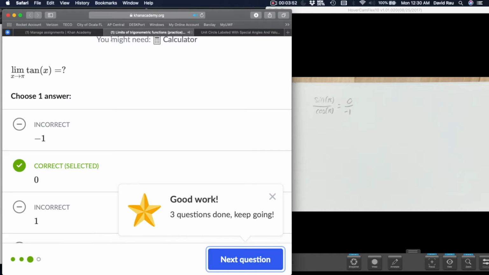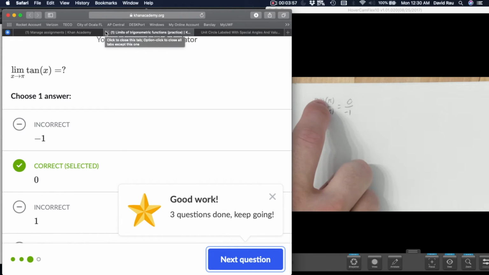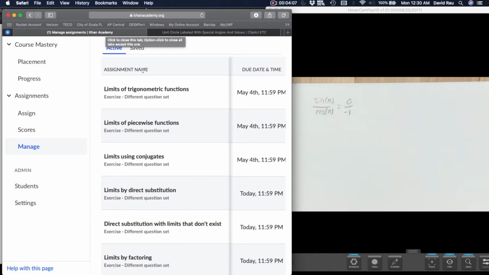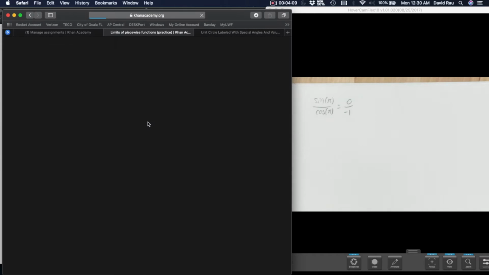All right, so that's the first one. And really the idea is, if you look at what we did here, it's not that we were really thinking about limits, we were just directly substituting. What do I get when I plug in pi? What do I get when I plug in pi? That's what direct substitution means. All right, up next we'll look at piecewise functions.